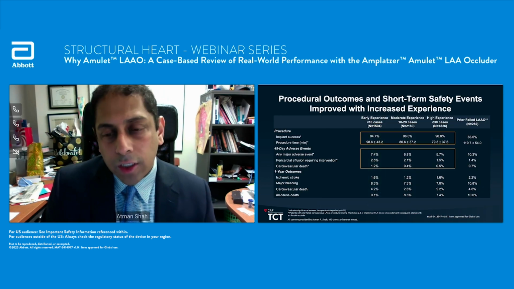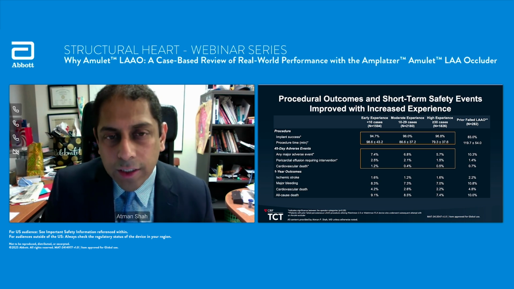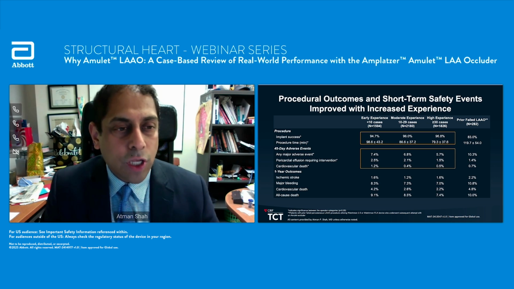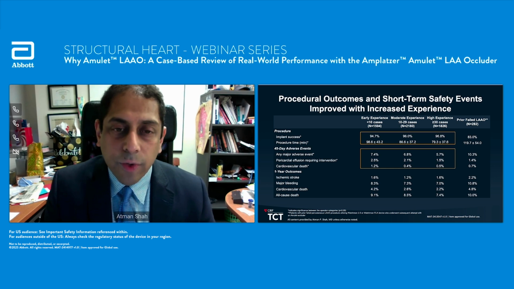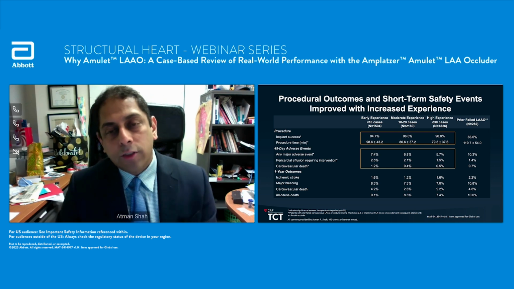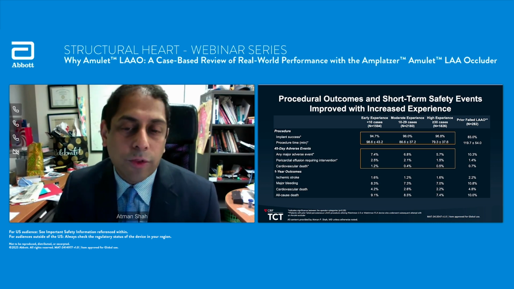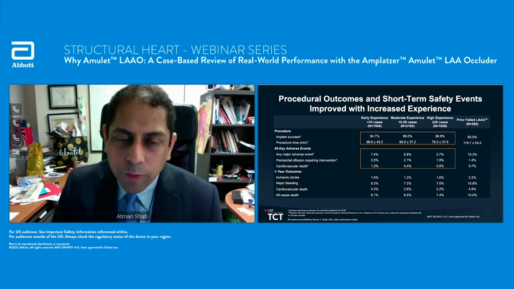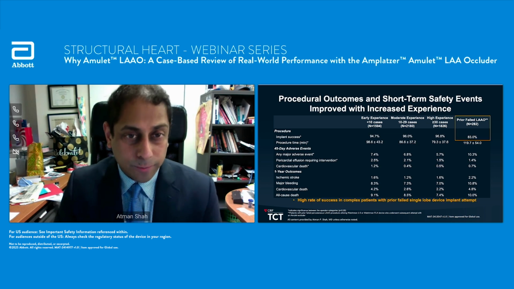One really interesting tidbit here was that early experienced operators tend to have slightly lower implant success. Higher experienced implanters had a higher rate of success. Procedure time did drop. Fortunately, while the major event rates were low, they did decrease further with patients who underwent implants with higher experienced operators, and pericardial effusions also dropped with greater experience. So this is a device that has tremendous utility, and like with most procedures in the structural heart realm, the higher experienced operators have better outcomes.